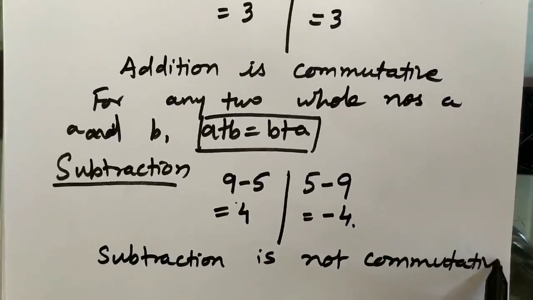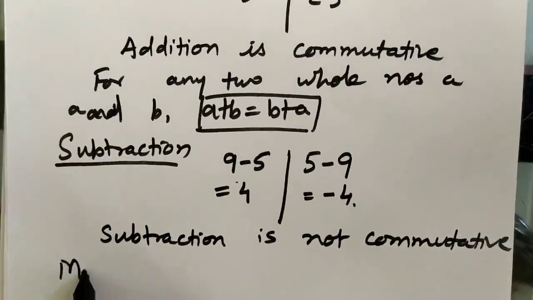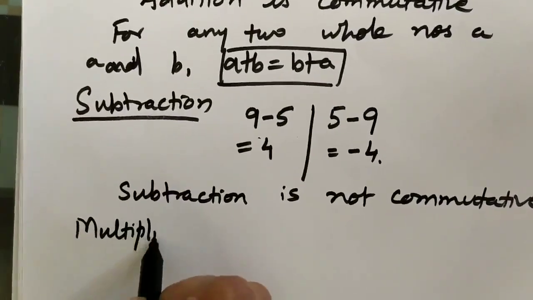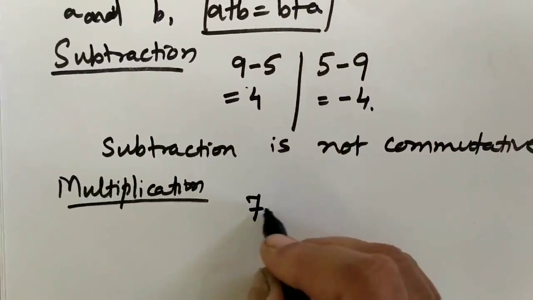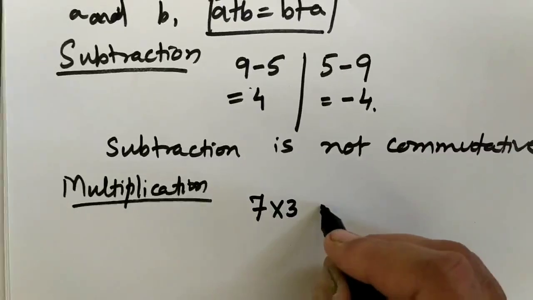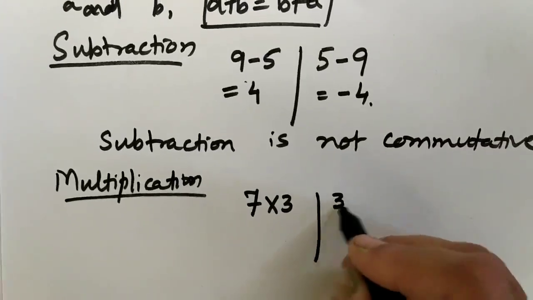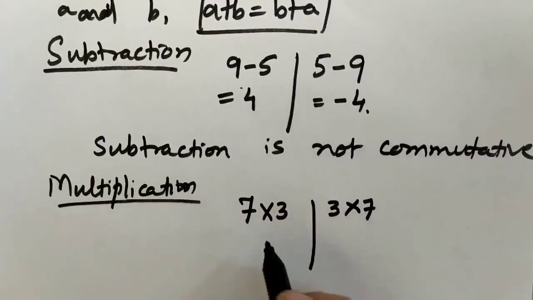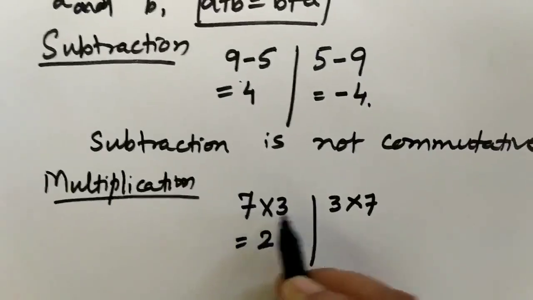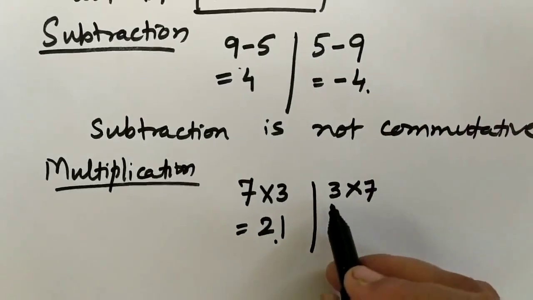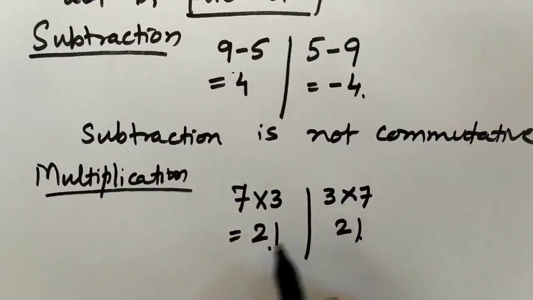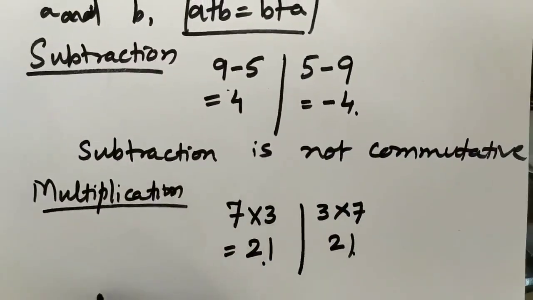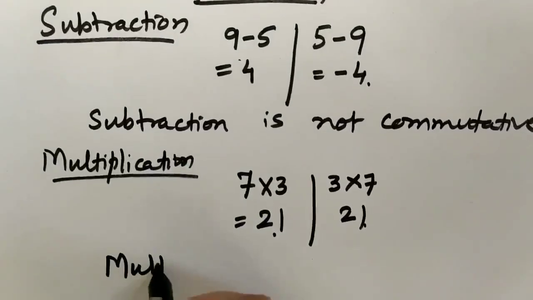Now third, we will see for multiplication. Again we will take two numbers, 7 3s are, and if we interchange the numbers, 3 7s are. Here we are getting the answer 21, 7 3s are 21. Here we will also get 3 7s are 21. That means both ways the answers are the same. So we can say that multiplication is commutative.